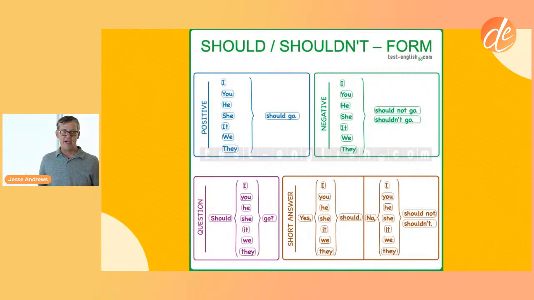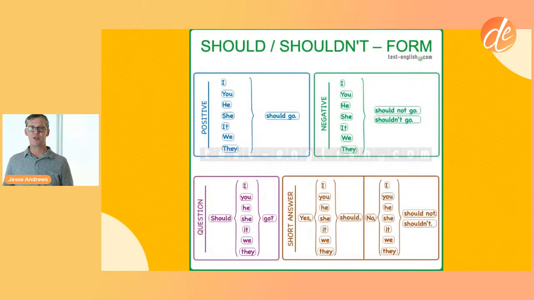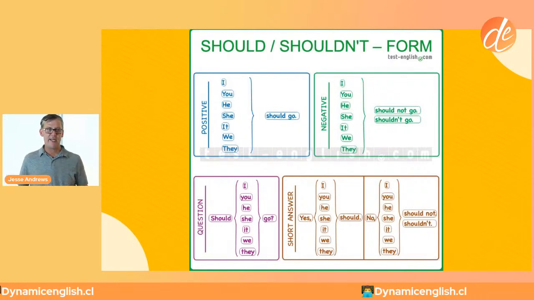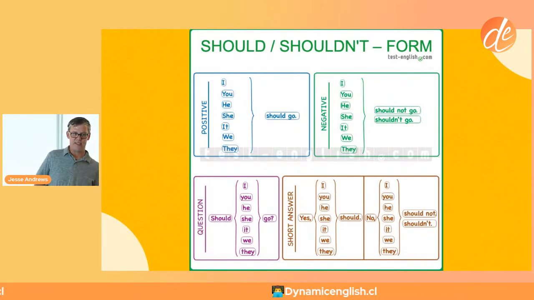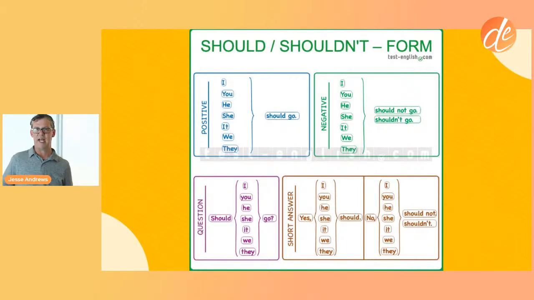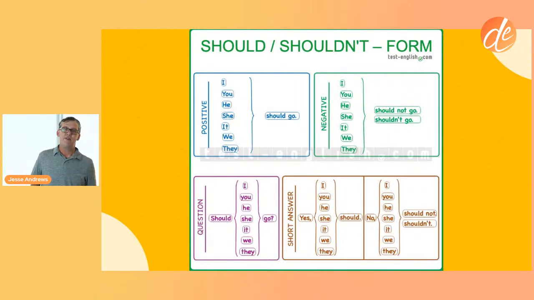Next, you have your short answers. Really simple to use these modal verbs with a short answer to say, yeah, you should. Yes. Okay. And then you have your negatives to say, short answer, no, not a good idea. No, you should not, or no, you shouldn't. So if there's any questions, that's really all of the slides that I have for you today.